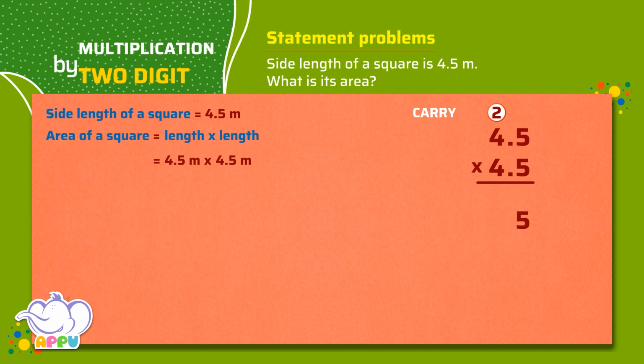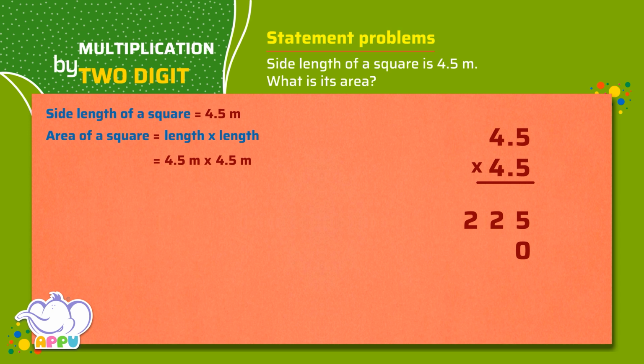Next, we multiply the number in the tens place by 5, which is 4 times 5 equals 20. Then add the carry to get 20 plus 2 equals 22. We write this in hundreds and tens places. We place 0 in ones place below 5.